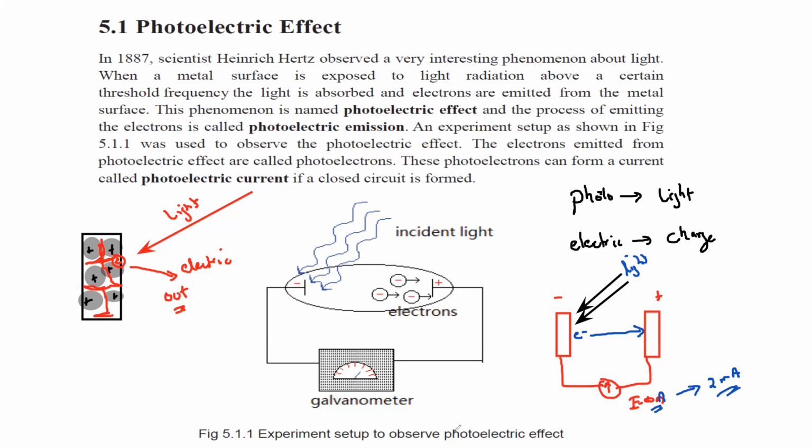Is the concept clear, the beginning of the photoelectric effect? There are many things related to this, but the first thing you should understand is what a photoelectric effect is. Photoelectric effect means when light falls on the metal and the electrons come out from the metal, we call this effect a photoelectric effect.